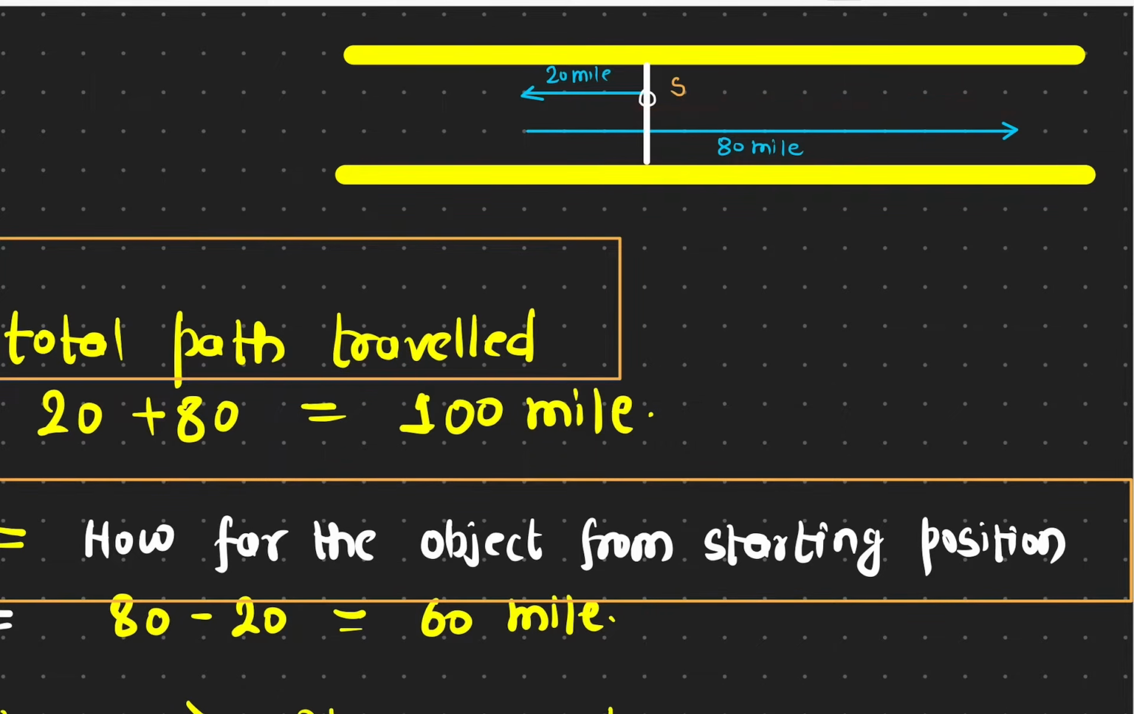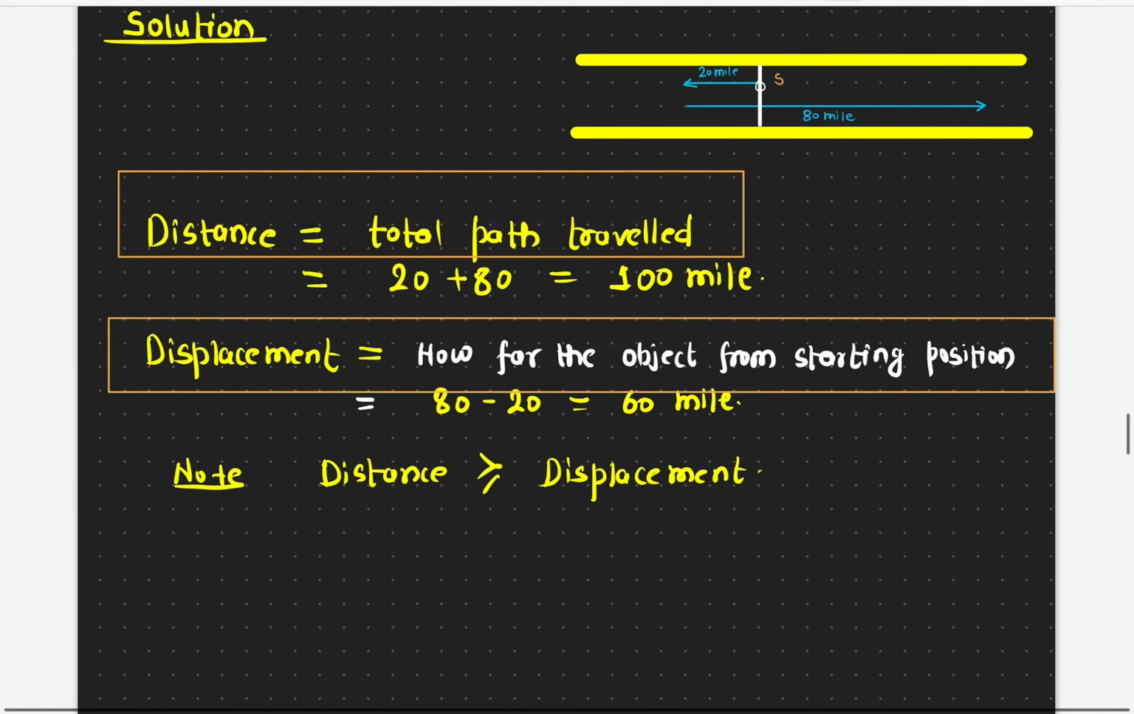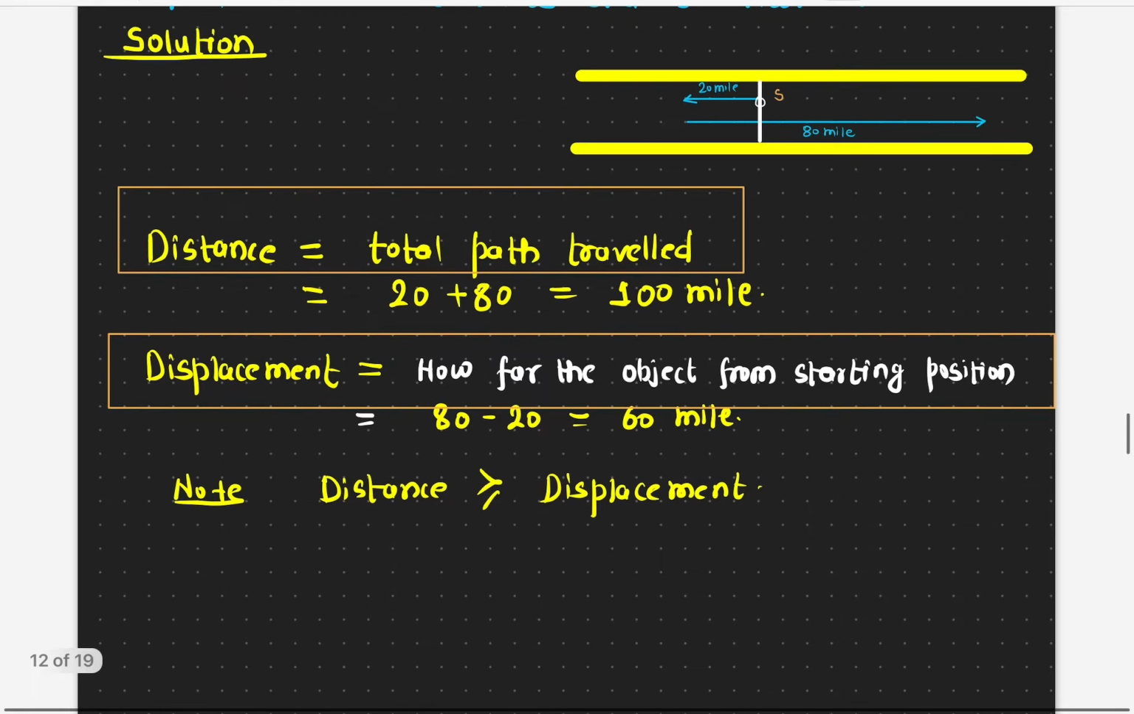So the displacement will be simply equal to this length here, which is in fact 80 miles minus 20 miles. So this must be 60 miles. And remember, the displacement is a vector quantity, while distance is a scalar quantity.